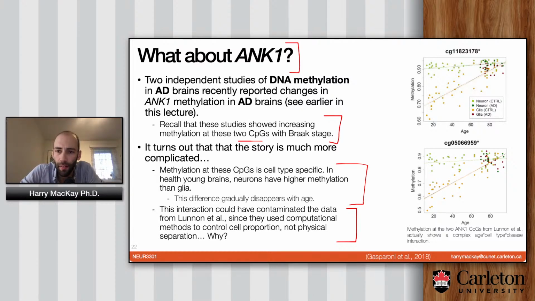Let me go over these plots. These are the two CpGs that the Lunnon et al. paper identified. In these two scatter plots, they've got methylation level on the y-axis. It goes from 50% methylated all the way up to 100. They're decimals, so 0.9 is 90% methylated. On the x-axis, you have the age of the people being tested. The controls, of course, are all toward the healthier end, toward the younger age. And the Alzheimer's patients are all toward the older age, not surprisingly.